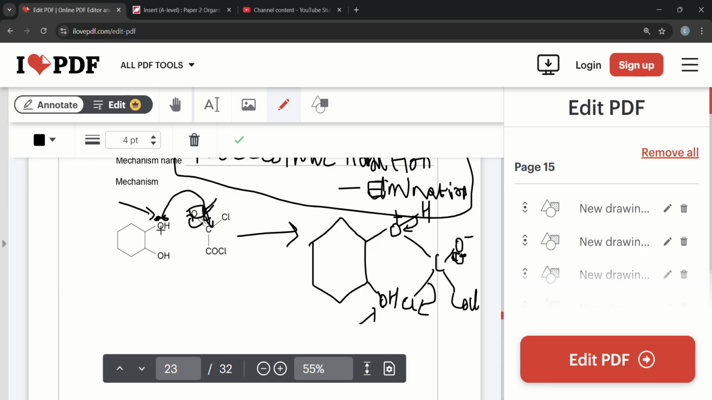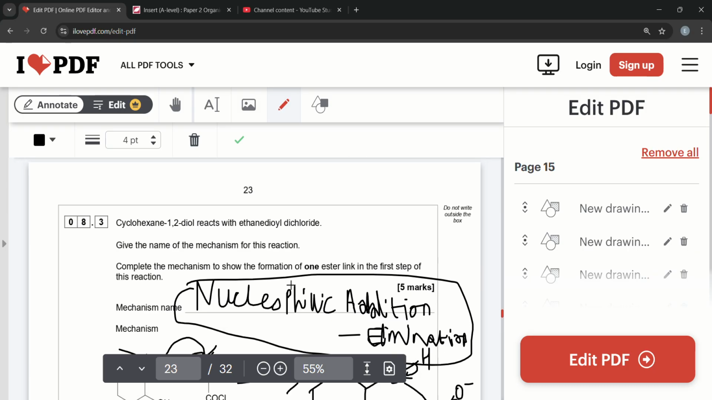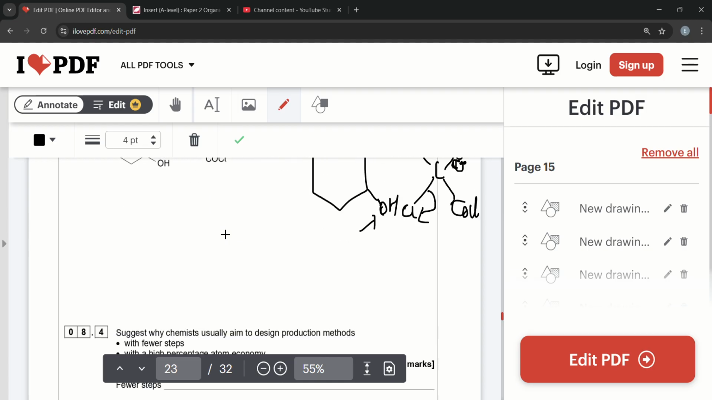So oxygen lone pair of electrons, oxygen to carbon, C double bond O breaks. Oxygen positive, OH bond breaks. Lone pairs of electrons on the oxygen negative to the middle of carbon, and then in order to form the double bond, the C-Cl bond must break. And yeah, that's COCl, in the first step of this reaction.